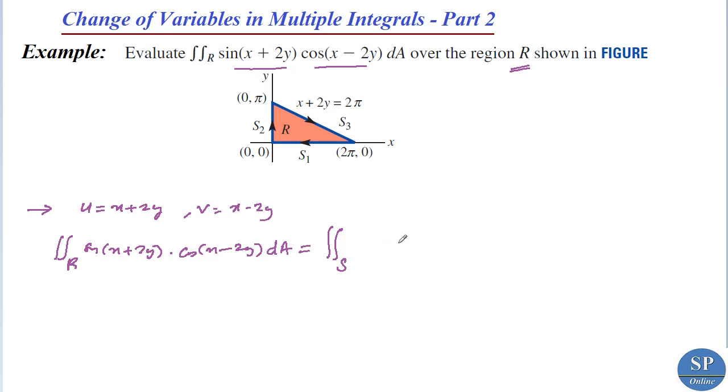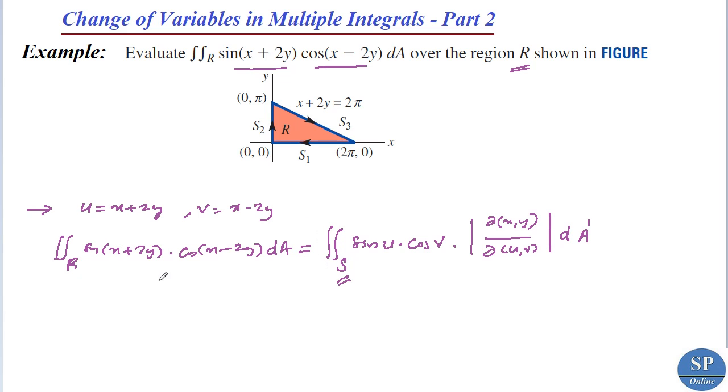Double integral over S of sin u cos v times the absolute value of ∂(x,y)/∂(u,v) dA'. So for that we need to find ∂(x,y)/∂(u,v), that is the Jacobian determinant, and we need to find the region S in the uv plane, which corresponds to the region R in the xy plane, right? So first of all we can find that region S.